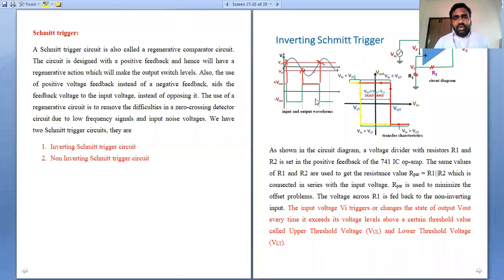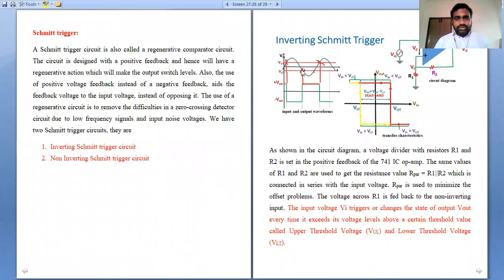So this is the behavior of the input voltage with respect to the output voltage in the inverting Schmitt trigger, when compared with the upper threshold voltage and lower threshold voltage of the two reference points.